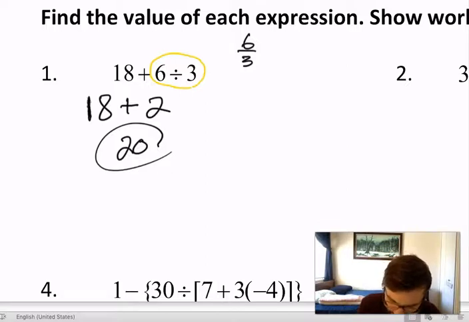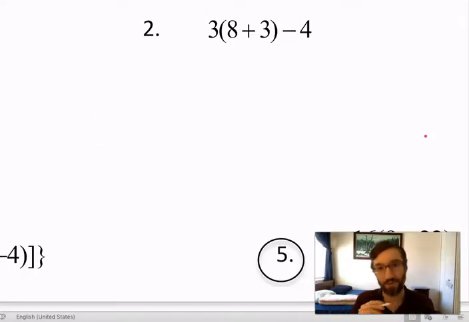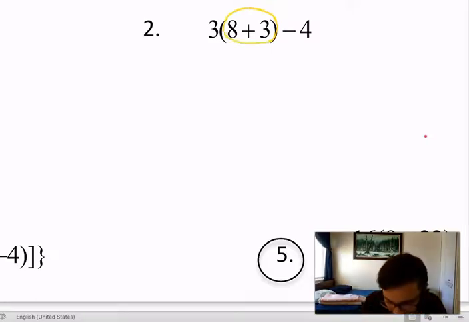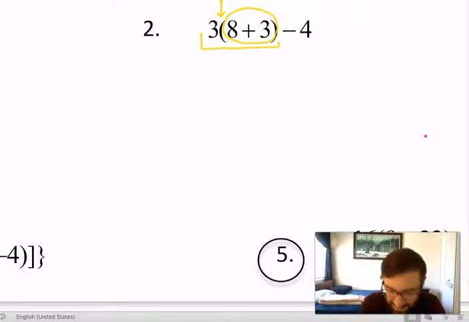All right, next one. This is an example of, we're going to do grouping symbols first. So in PEMDAS, the P is for parentheses. I guess it could be GEMDAS, which is grouping instead of parentheses. But we'll do the stuff inside the parentheses first. And then after that, we're multiplying 3 times whatever the result is. So we'll do that next. And then finally, that minus 4 is going to be way at the end.